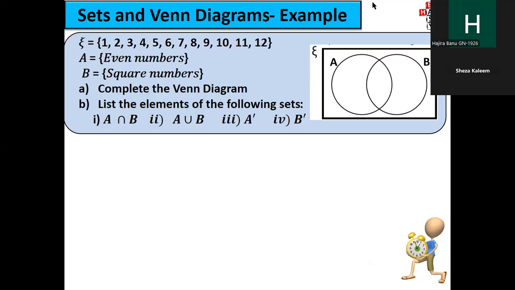Ma'am, square numbers are like the numbers that we get after squaring any number, right? Yes. Like I'll tell you, 1 is the first square number. 1 times 1 is 1. Similarly, 4 is the second square number because 2 times 2 is 4. Got it.